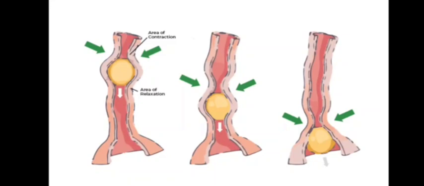Here we can see the illustration of peristalsis, and it contains areas of contraction and relaxation. Peristalsis means a position change of the food. An area of the GI tract is contracted and another area is relaxed, so that food will change its position or transfer from one position to another. That is the peristaltic movement.